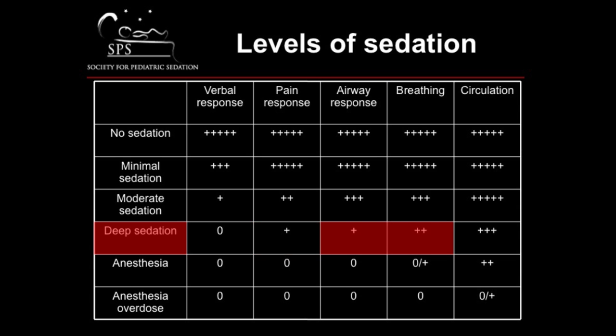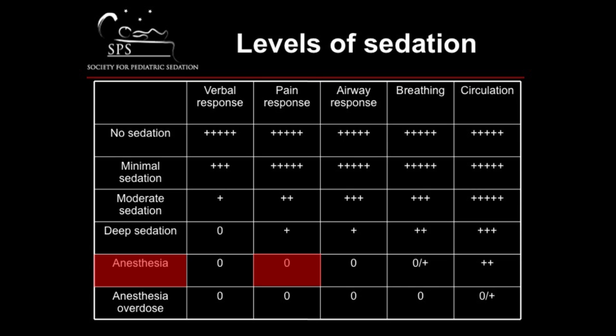Deeply sedated children are at risk for impairment in airway control and respiratory function, as well as some impact on the cardiovascular system. General anesthesia involves loss of response to pain, accompanied by significantly impacted airway and respiratory function. It is very important to note that these levels of sedation are a continuum. There are no clear, bright lines or defined clinical boundaries separating the levels when you are in the midst of a sedated procedure. We will continue to emphasize the concept of the sedation continuum throughout this course.